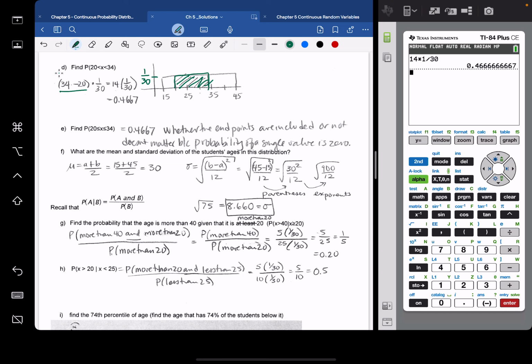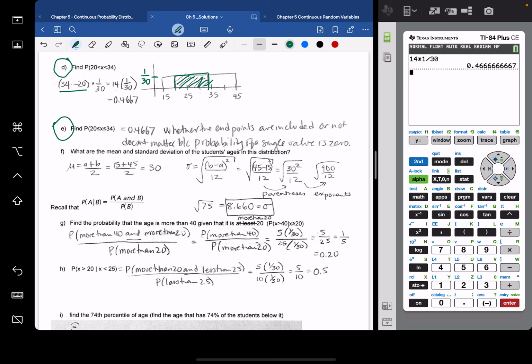And then I did something kind of clever here. I have D and E, and they're slightly different questions. The answer will be the same. Whether the endpoints are included or not doesn't matter, so I'm just trying to reinforce that point there.